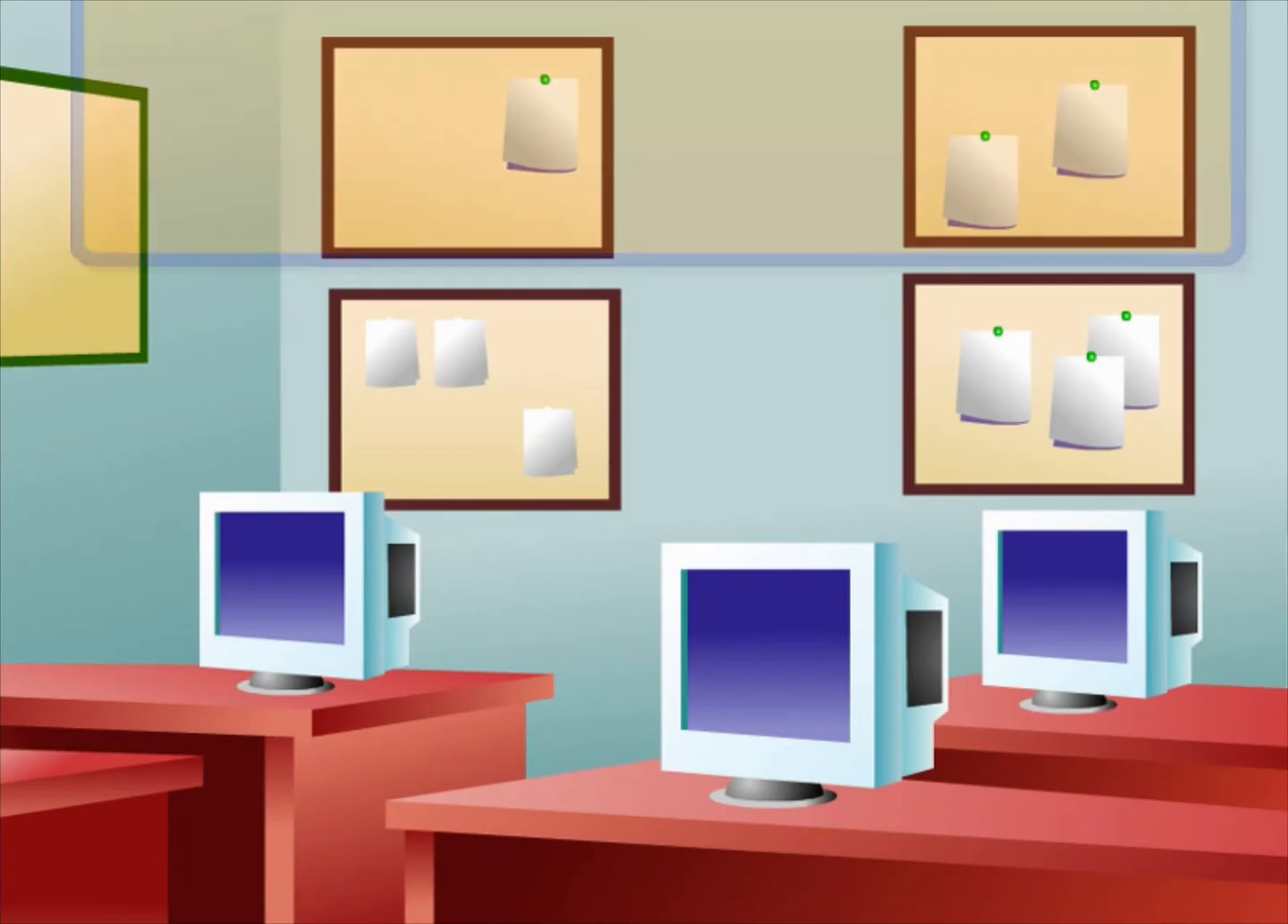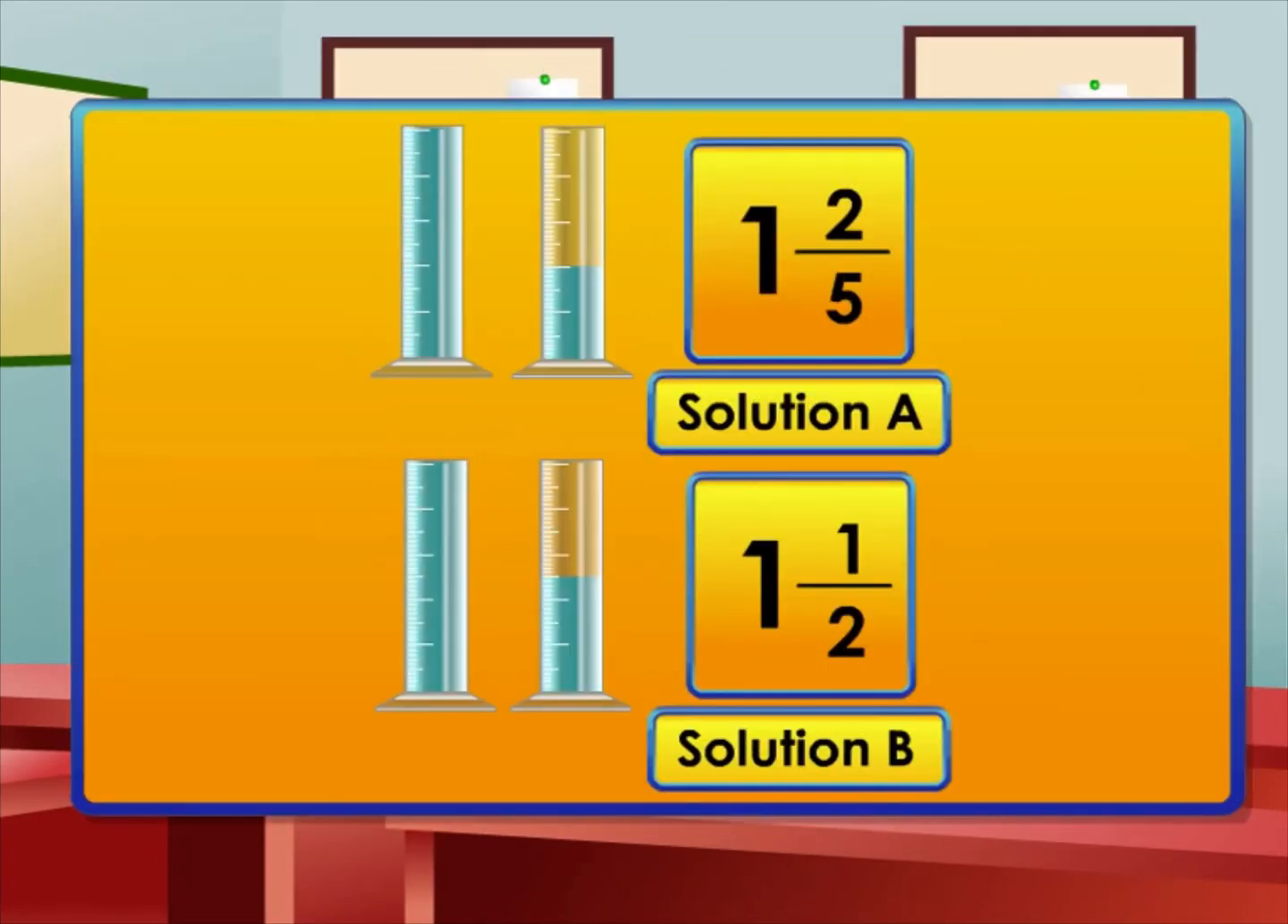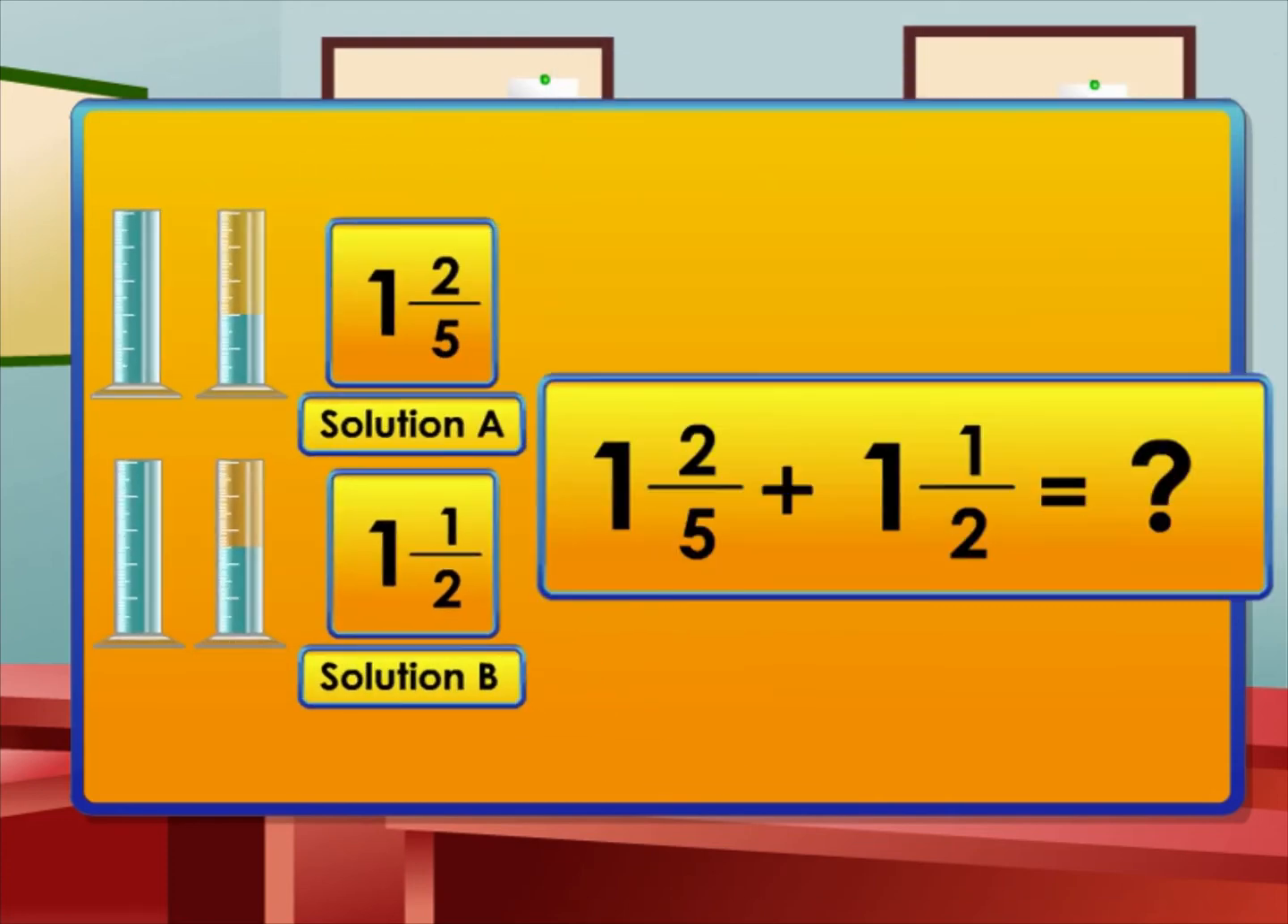Listen to the story and let's solve the problem. In an experiment, Rose is going to add 2 solutions. There is 1 2/5 cylinders of solution A and 1 1/2 cylinder of solution B. Let's find out in how many ways can we solve this problem. First, we must get the number sentence right before implementing the strategy. The number sentence should be 1 2/5 plus 1 1/2.